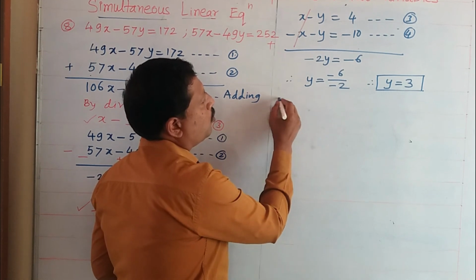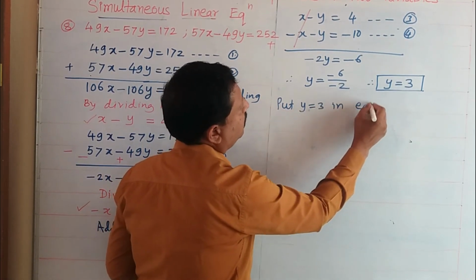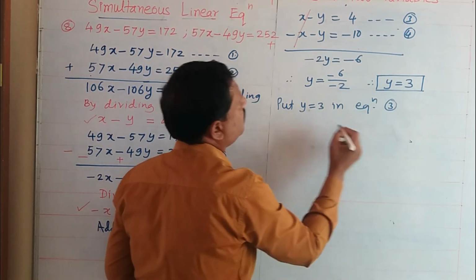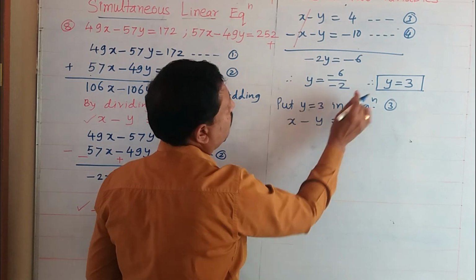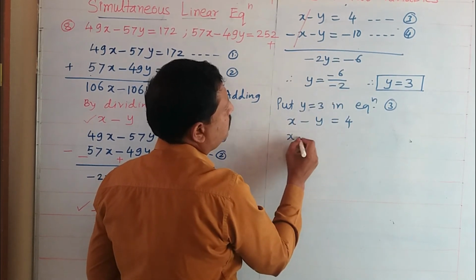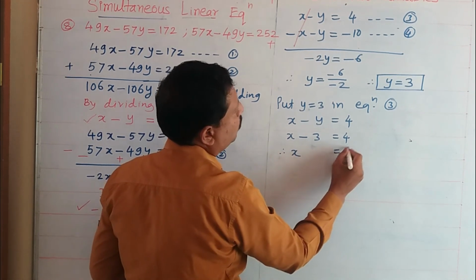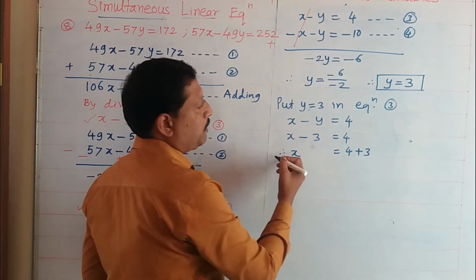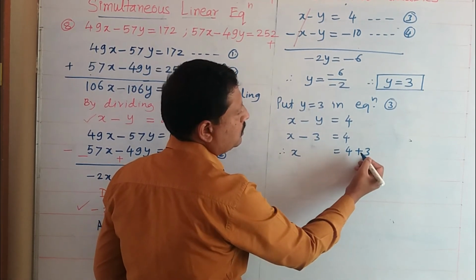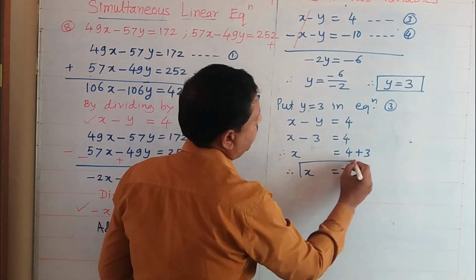Now put y is equal to 3 in equation 3. Equation 3 is x minus y is equal to 4. The value of y is 3. So x minus 3 is equal to 4. Transpose this, it will be positive. So x is equal to 4 plus 3. Hence x is equal to 7. This is the second value.